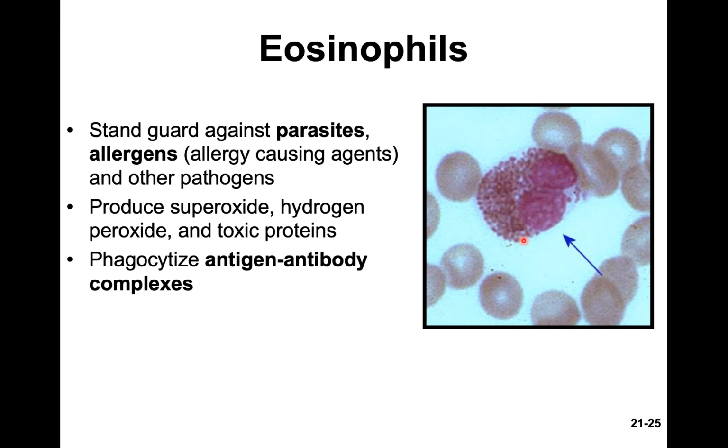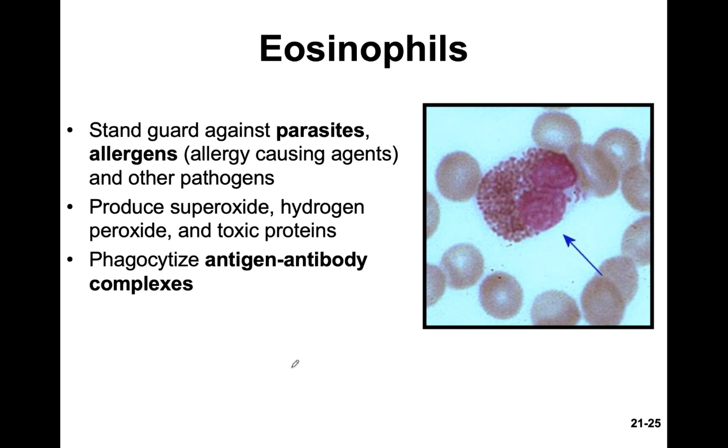The second type of leukocyte in your blood is called an eosinophil. Eosinophils do the same function as neutrophils do, where they can do respiratory burst. That's this second bullet point. And they can secrete these toxins to kill their surrounding cells. They are also able to guard against allergens, and they're able to do phagocytosis of antigen-antibody complexes.